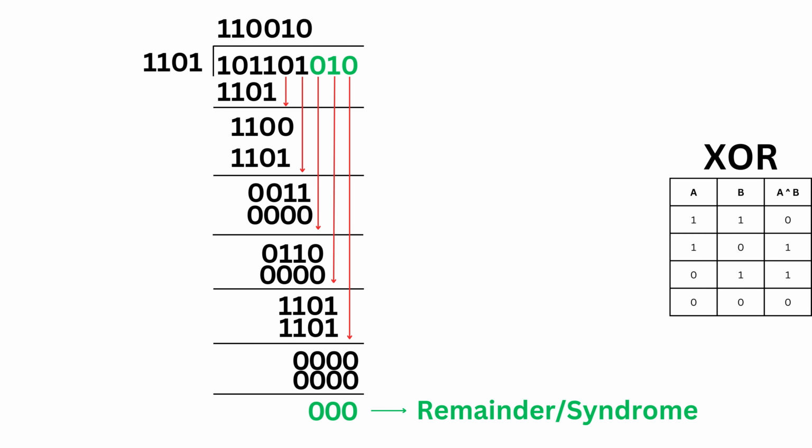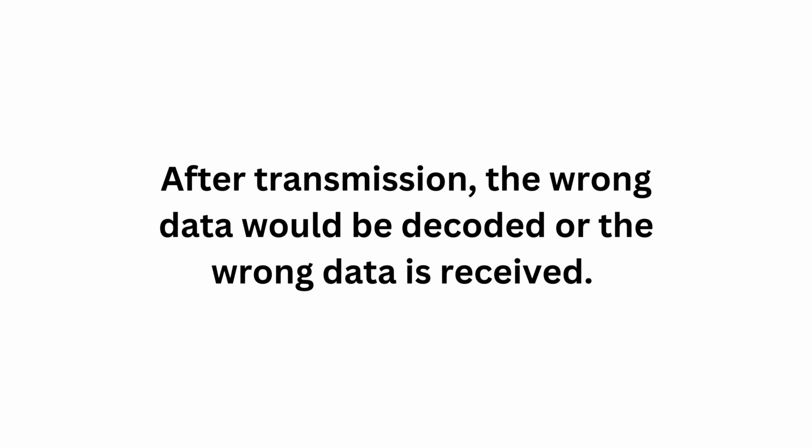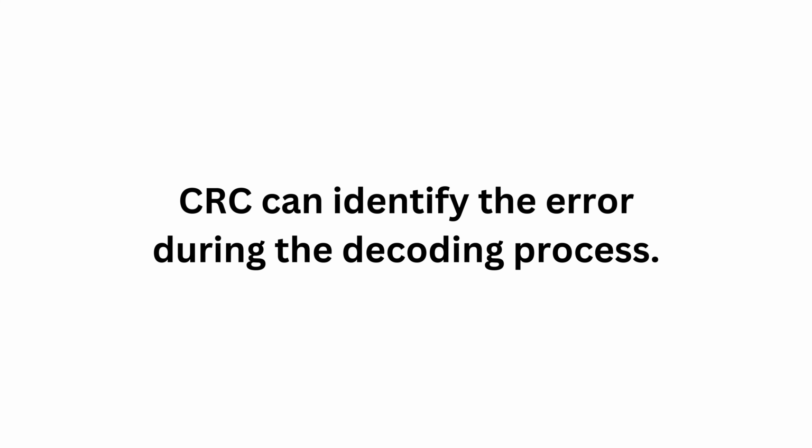That is where CRC error detection comes into play. CRC error detection will check errors by decoding the code word, and if the remainder or the syndrome value is not 0, the code word is wrong. This implies that the receiver didn't get the right message or it didn't get decoded properly. This error can be a single bit error or a burst error. CRC can identify the error during the decoding process.